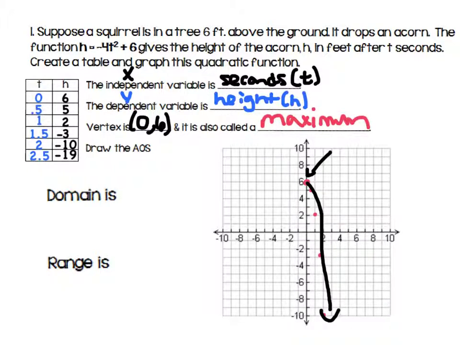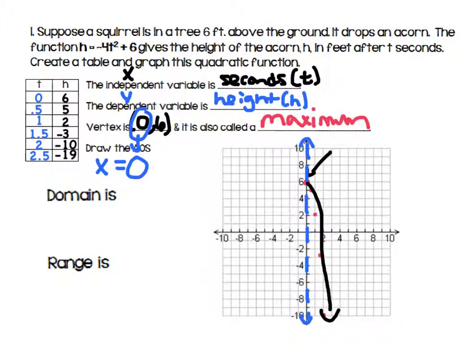Now, our axis of symmetry, the line that will cut it in half, remember, we know the AOS goes through our vertex. So I know it's going to be a line cutting this parabola in half, going down through the vertex. So there is my AOS, and I can actually label it. That's going to be x equals 0, because that's the x value in the vertex, okay, just to remind you.